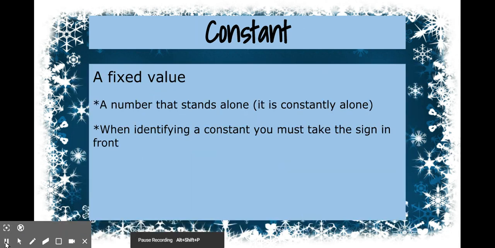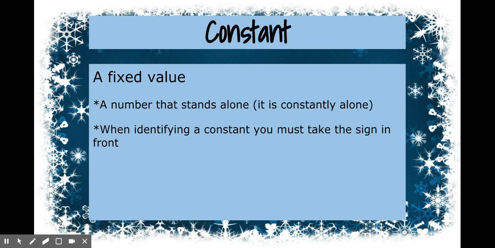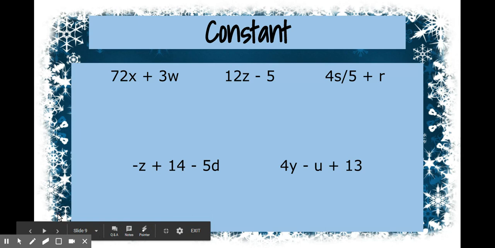Our next vocabulary word is constant. A constant is a fixed value, so this value does not change. The way I remember it is a constant is a number that stands alone, so it is constantly alone. Just like coefficients, we have to pay attention to the sign in front. That's going to tell us whether we have a negative or a positive number.